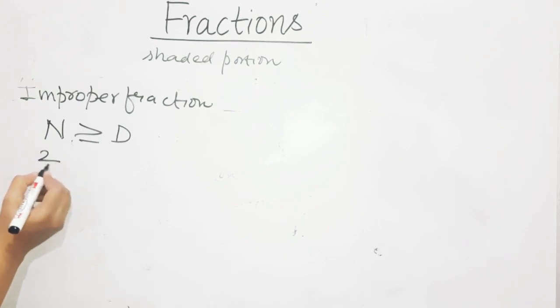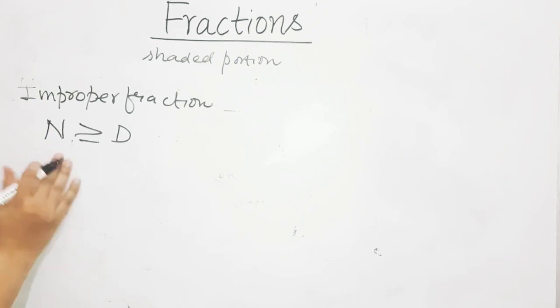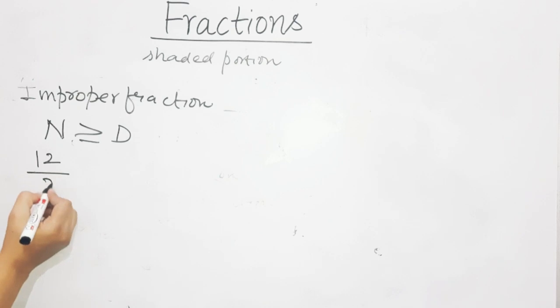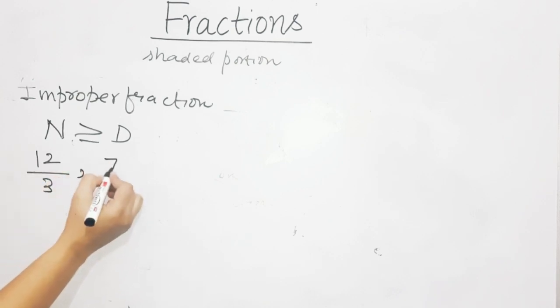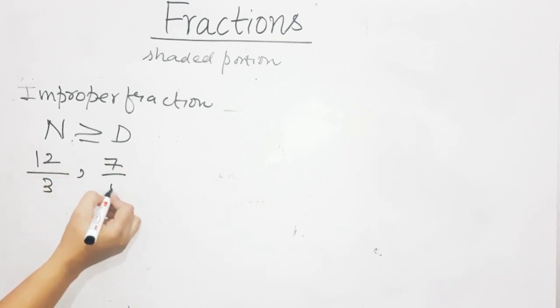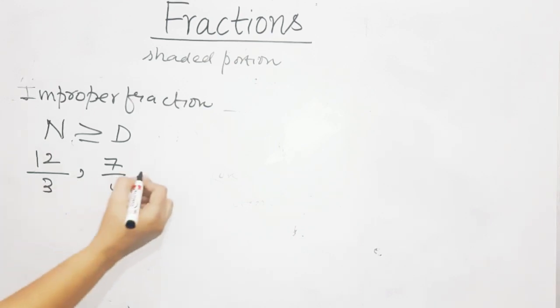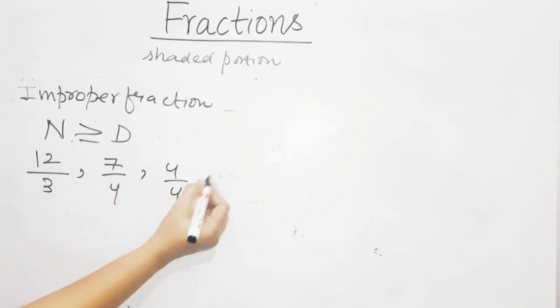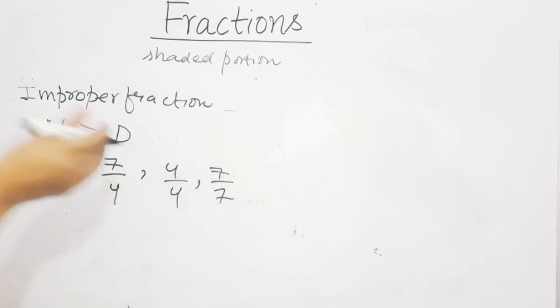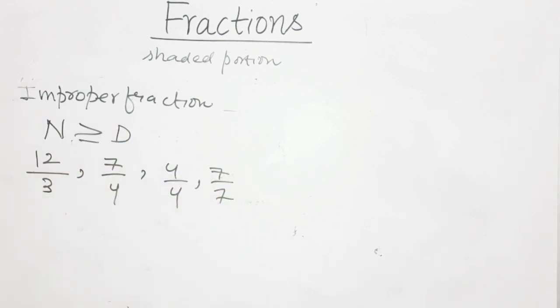Examples can be 12 upon 3, 7 upon 4. See, the numerator is greater than the denominator. Or 4 upon 4, 7 upon 7. Now the denominator is equal to the numerator. I hope everybody has understood what improper fractions are.